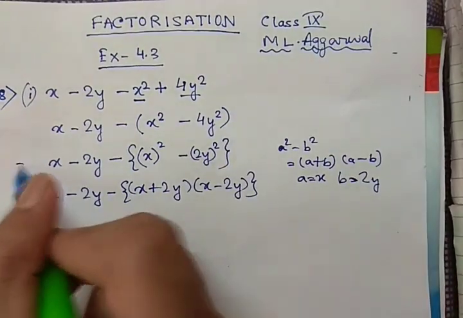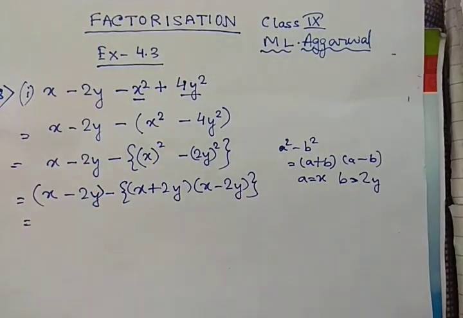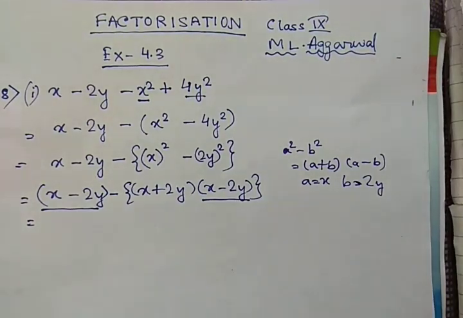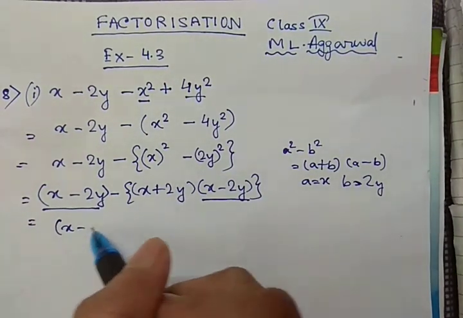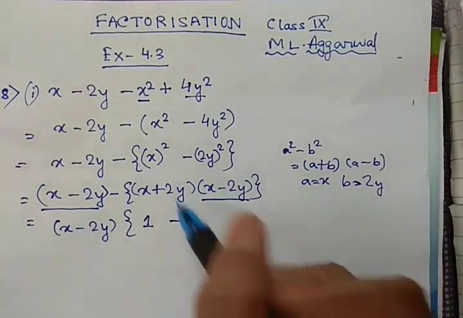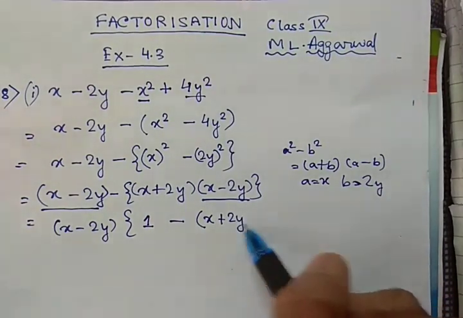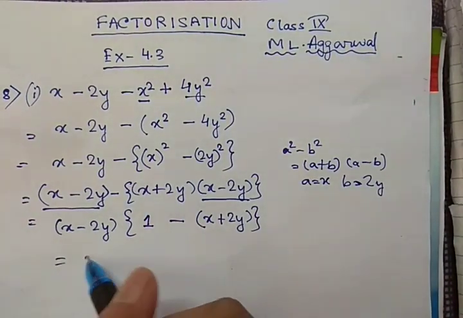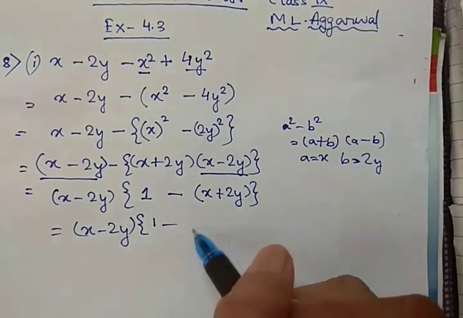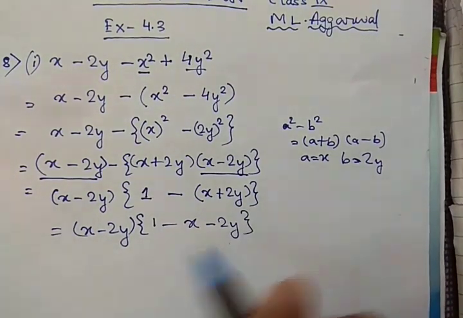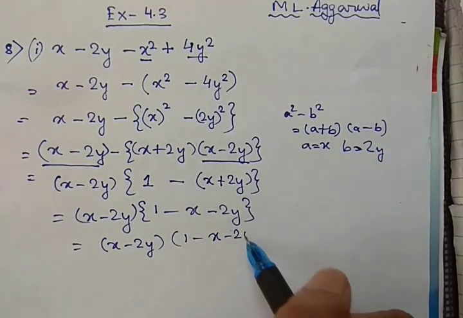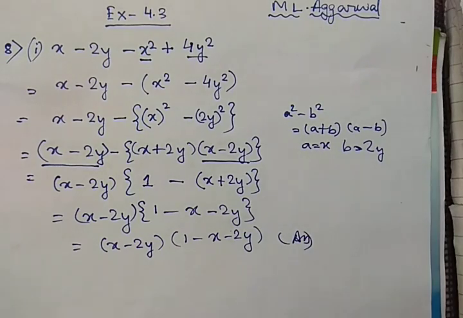Okay, so this is not the end. Now look at both the terms. One of the terms is x minus 2y, and in this one of the terms is x minus 2y. So x minus 2y can be taken common. Taking x minus 2y common, 1 will remain here, minus the bracket x plus 2y. Therefore x minus 2y into 1 minus, sign changes, minus 2y. Therefore this becomes x minus 2y into 1 minus x minus 2y. This is the answer. Clear?